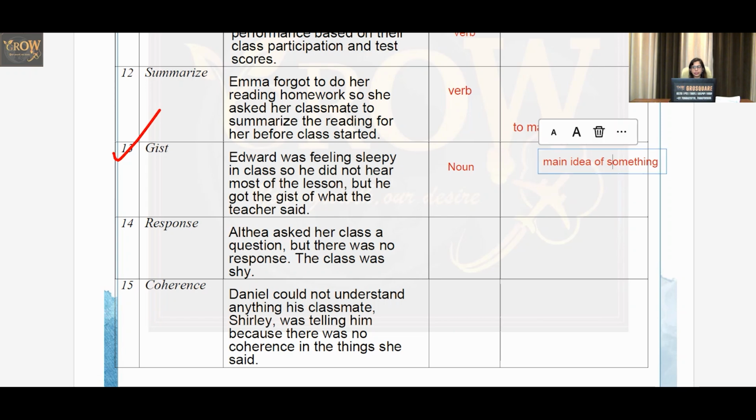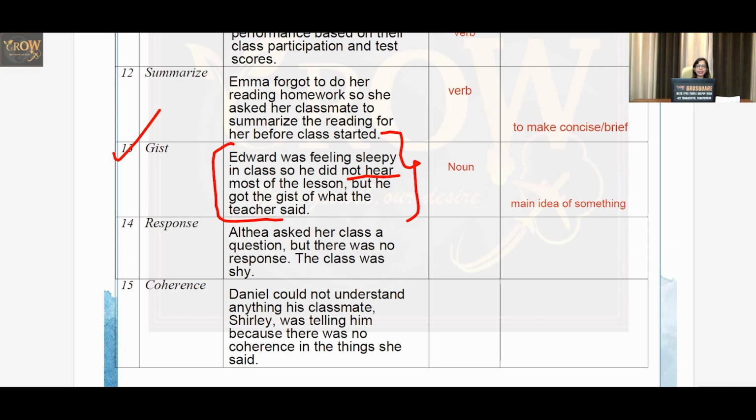Okay, so let's try to understand it better with the help of this example. So they have written that Edward was feeling sleepy in class, so he did not hear most of the lesson. That means Edward को क्लास में बहुत ज्यादा नींद आ रही थी, so उसने ज्यादातर लेसन जो है वो नहीं सुना, but he got the gist of what the teacher said. But उसको gist मिल गया, that means उसको समझ में आ गया main idea that what the teacher was saying. Okay, next पे move करते हैं, and our next word is response.